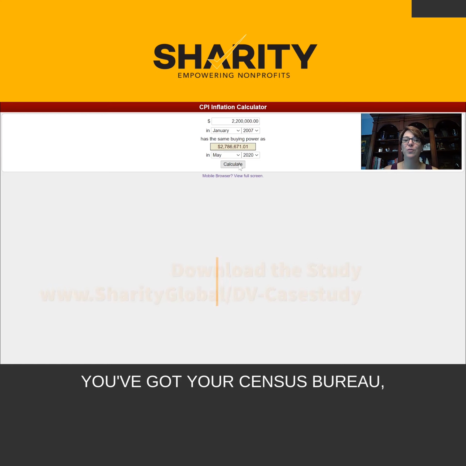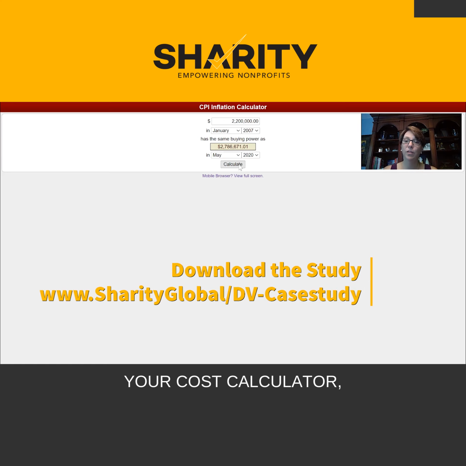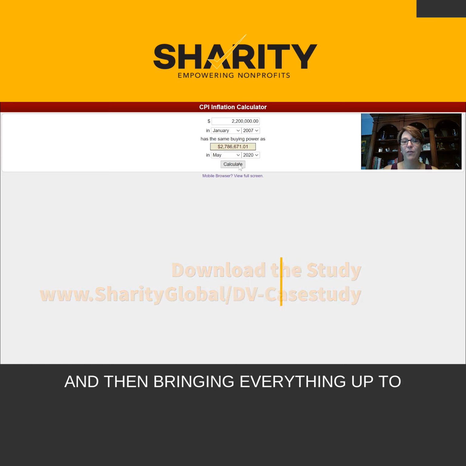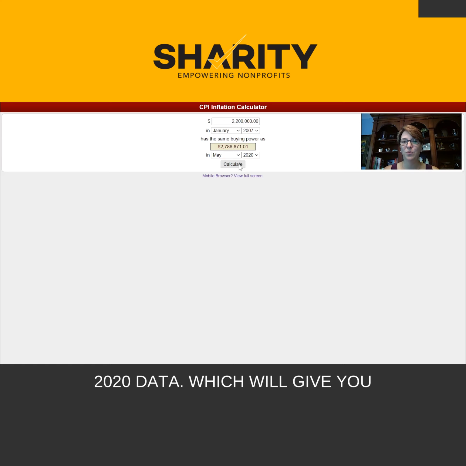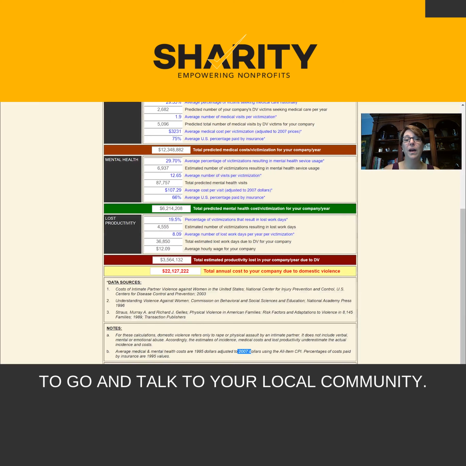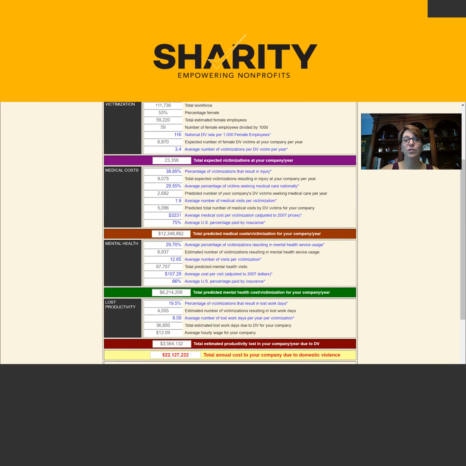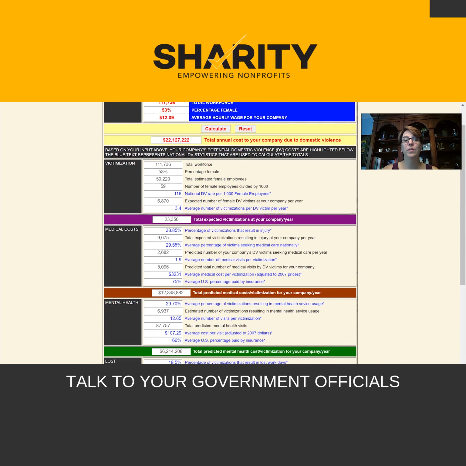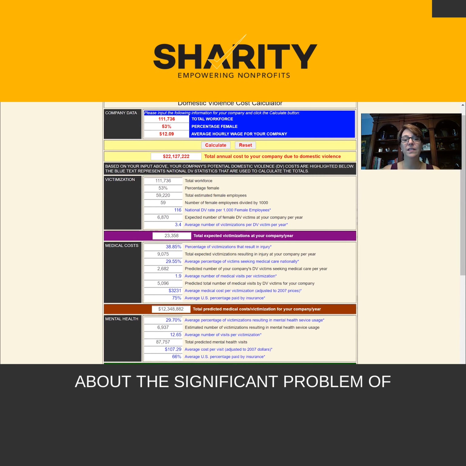So there you've got your three steps. You've got your Census Bureau, your cost calculator, and then bringing everything up to 2020 data, which will give you your numbers for your community. And again, huge impact to be able to go and talk to your local community, talk to your government officials about the significant problem of domestic violence in your community.